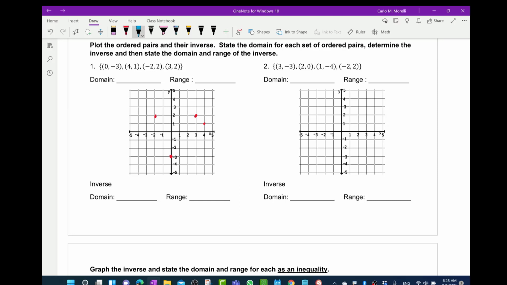Okay, so we just switch them. The inverse would be -3, oh, I see what they did. I don't want to split the domain there. So this would be (-3, 0), (1, 4), (2, -2), and (2, 3). Okay, so let's go ahead and plot those: (-3, 0), (1, 4), (2, -2), and (2, 3).